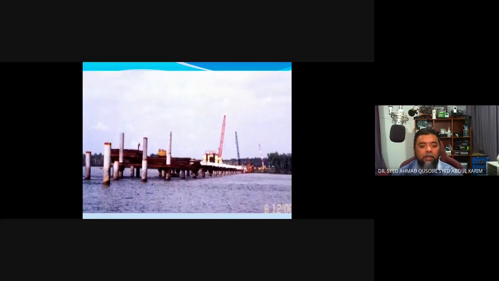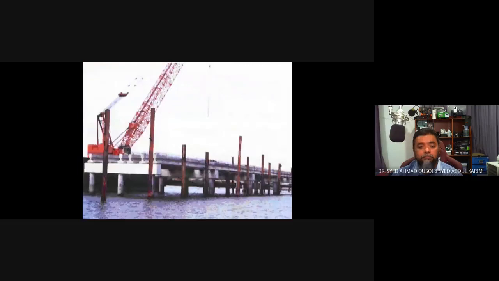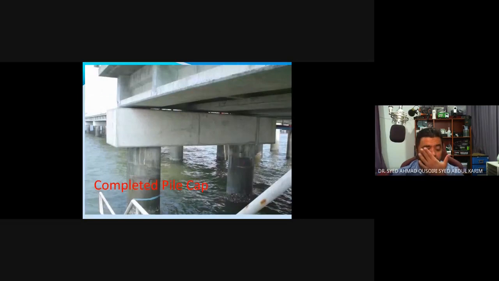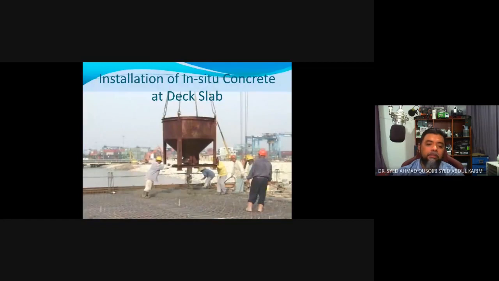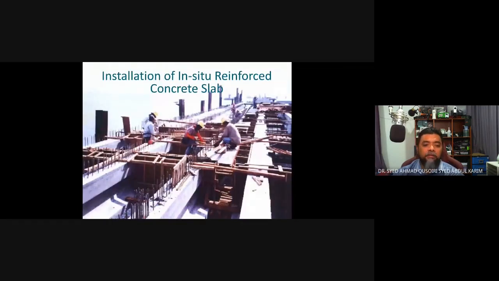So these are the piles that form the base of the jetty. The construction method is almost the same as building a bridge running across a river. So a completed pile cap there. Now they are building the deck slab. This is installation of RC slab.